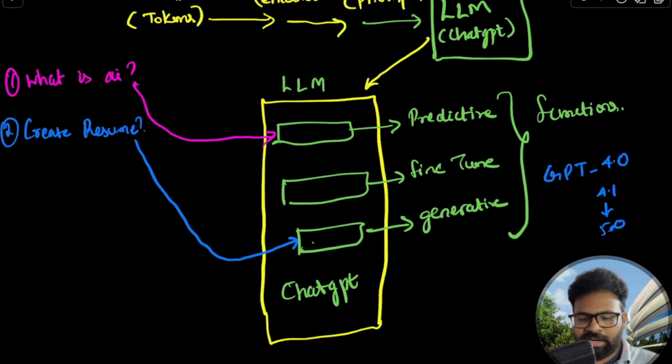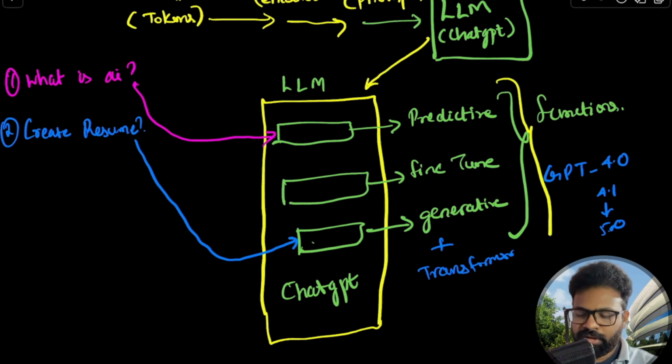So these are the components. The functions and the transformers, all these combined together, form the ChatGPT, or the large language model.